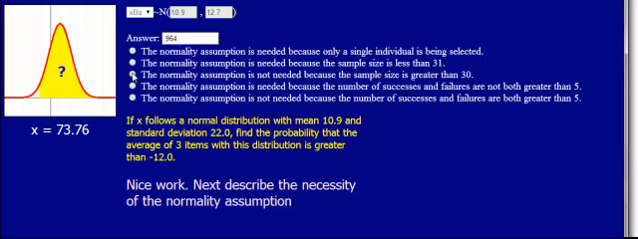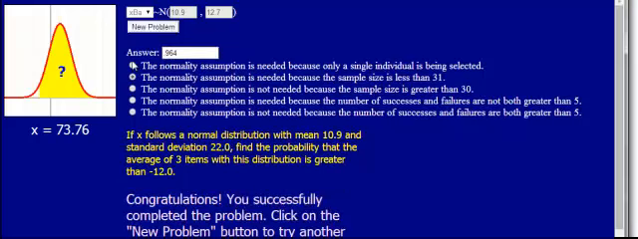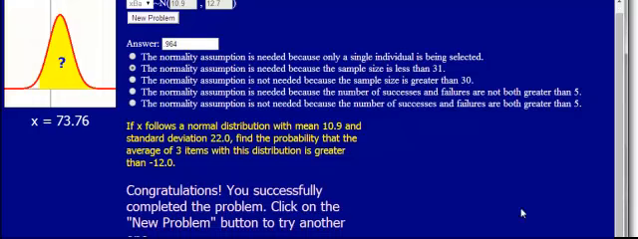So I'm going to click the normality assumption is needed because the sample size is 3, which is less than 31. And it says, congratulations, you successfully completed the problem. Click on the new problem button to try another one.